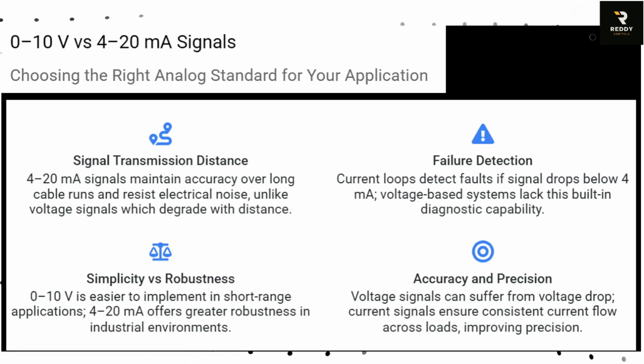Simplicity: if you want something simpler, 0 to 10 volt is easier to implement in short range applications, but 4 to 20 milliamp offers the greatest robustness in industrial environments. When it comes to accuracy, voltage signals can suffer from voltage drop. Current signals ensure consistent current flow across the load, improving precision.